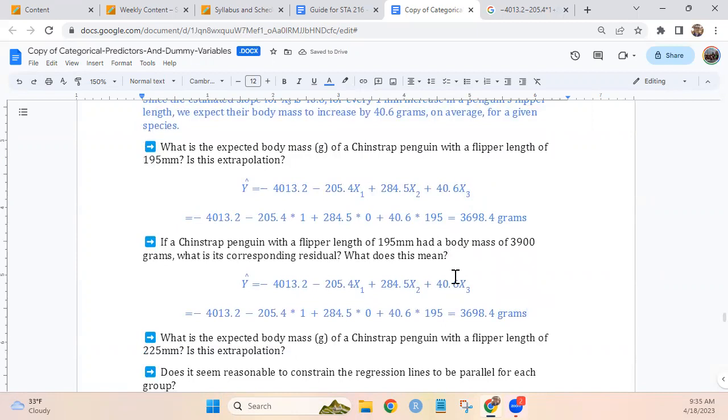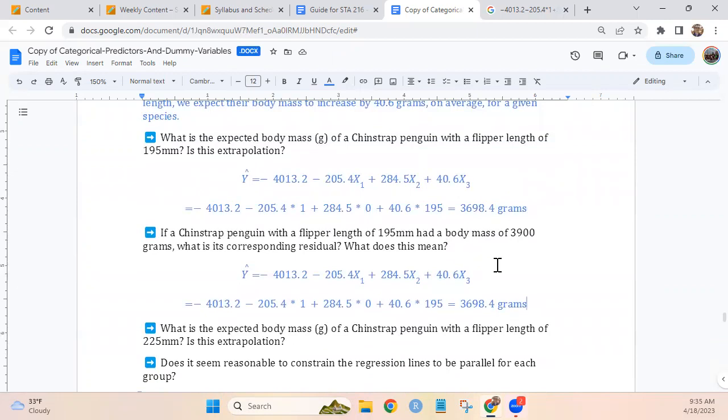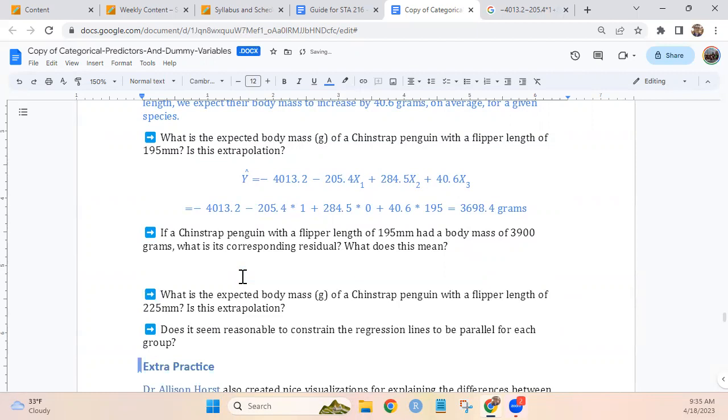Okay, so that was our predicted value. Let's suppose we had a chin strap penguin that had a flipper length of 195 millimeters, and then we recorded its actual body mass. It's not going to be the same necessarily as our model predicts, and it was actually 3,900. So what's our residual value then? Just 3,900 minus 3,698.